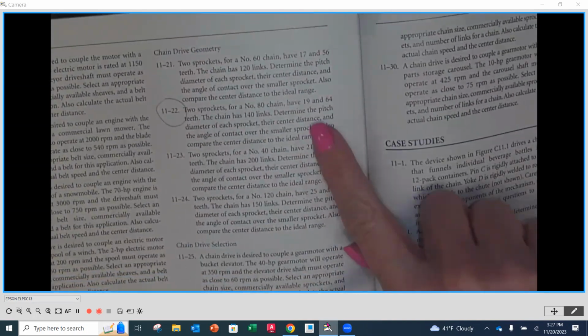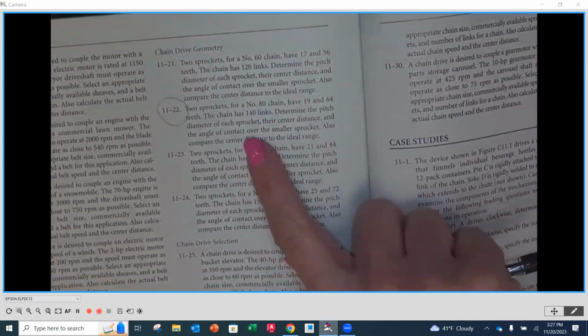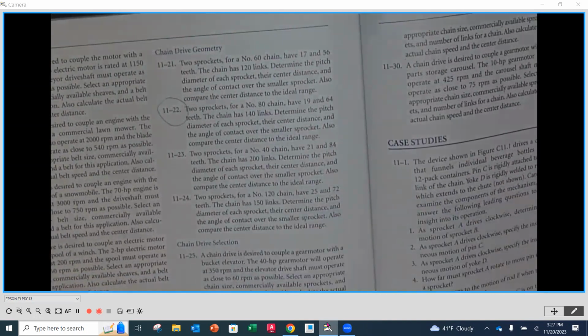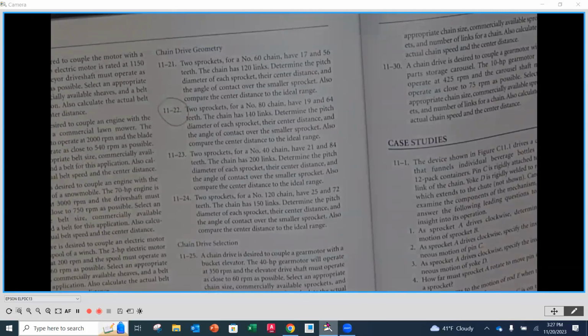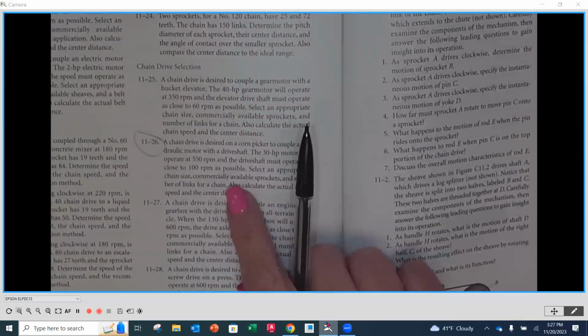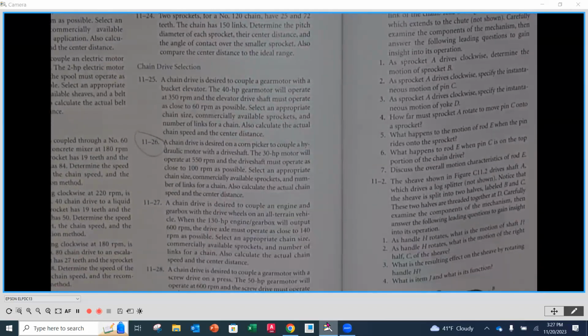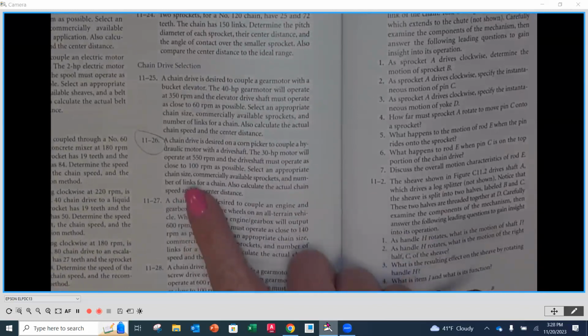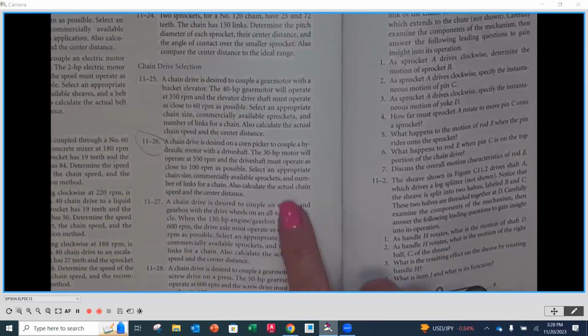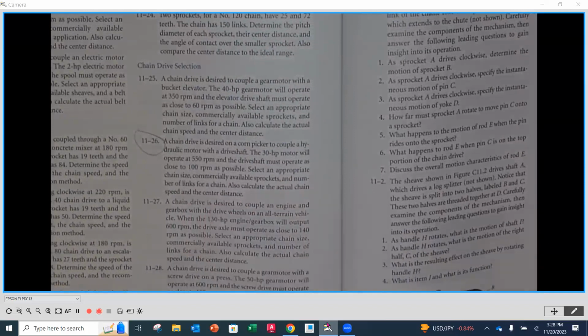22. This one, you're going to determine the pitch diameter of each sprocket in the description, their center distance, and the angle of contact over that smaller sprocket. And then also compare that center distance to the ideal range that was given. And then the last problem you have is going to be number 26, and this is going to be the drive selection. So this is going top to bottom like that last problem that we did. So you want to select an appropriate chain size, commercially available sprockets, number of links in the chain, and then also calculate the actual chain speed and center distance.